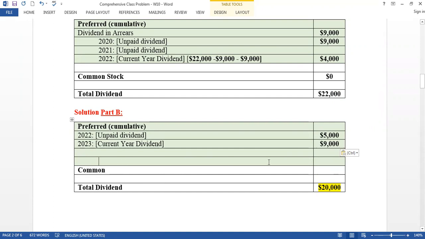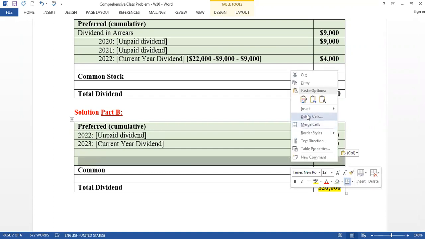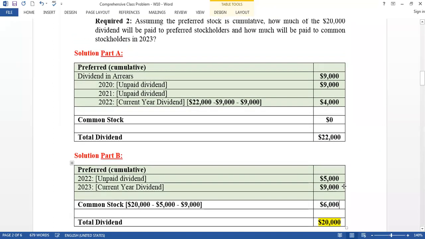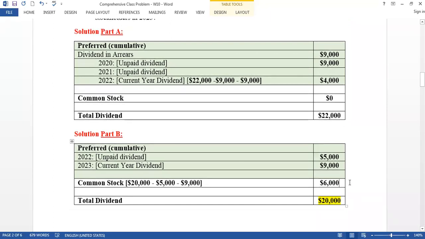Now, how much will the common shareholder receive? Because we have done the preferred shares as cumulative. How much will the common stockholder receive? We have a total of $20,000. We paid $5,000 for unpaid, $9,000 for the current year. So the remaining $6,000 goes to the common stock shareholders. Okay. So the total is $20,000.